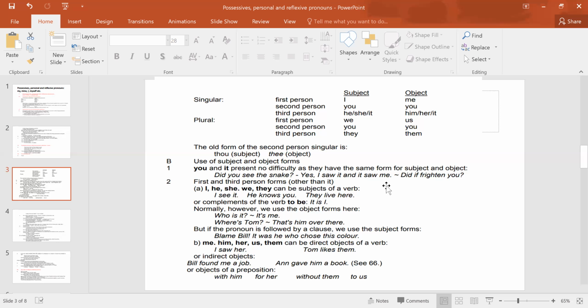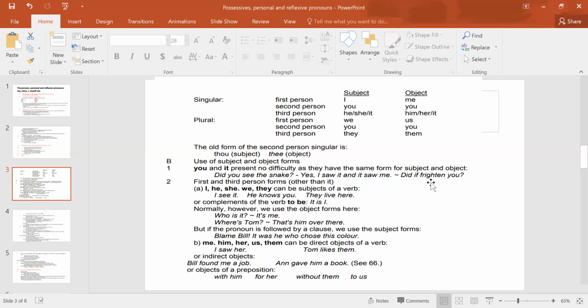It has the same shape for subject and object as well. Whereas all other pronouns do not have the same shape. It and you have the same shape, right? Here the subject is I, but the object is me. Here he is subject, but him is object. But in the case of it and you, they will remain the same.